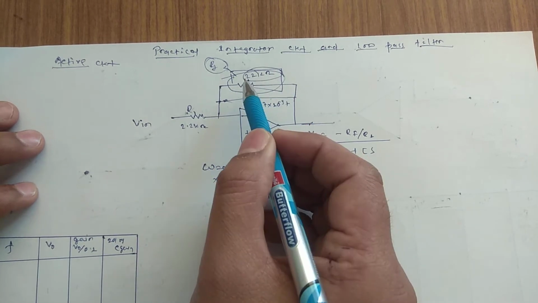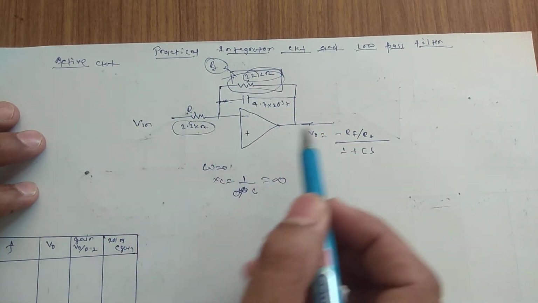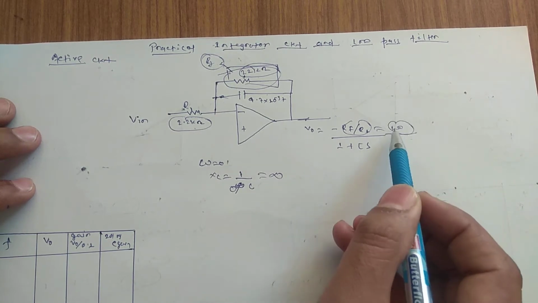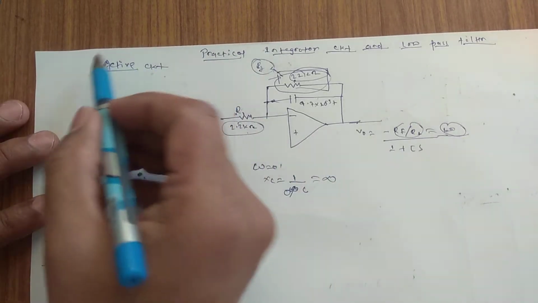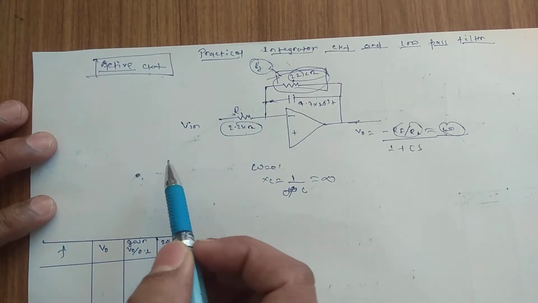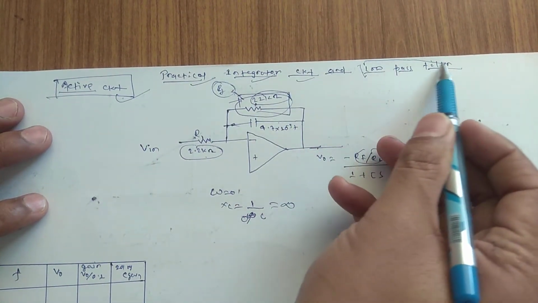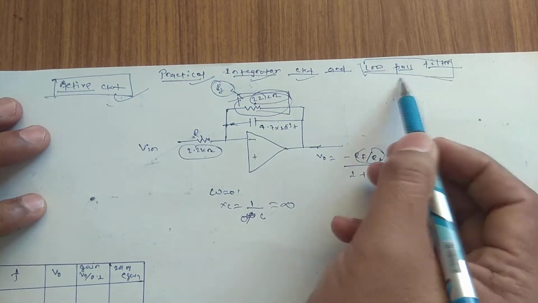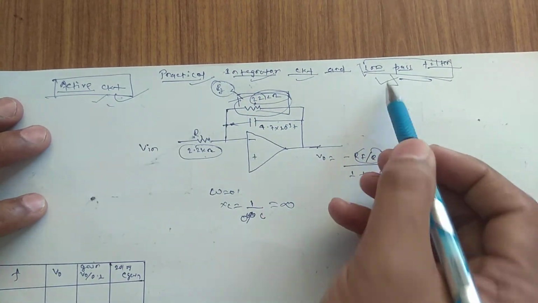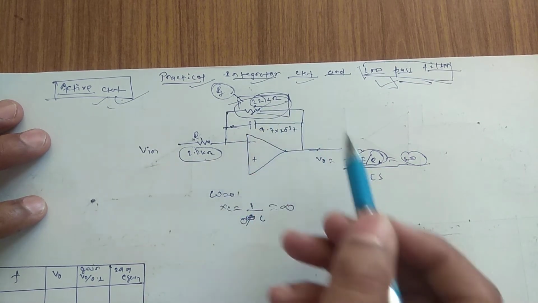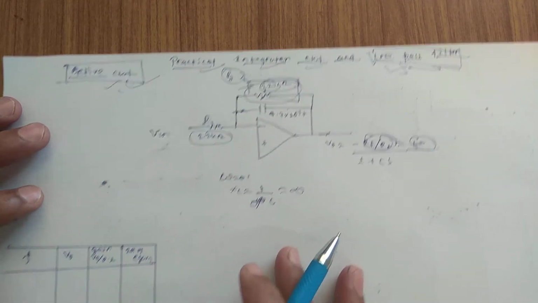Here I have set RF to 22 kilo ohm, and this is 2.2 kilo ohm, meaning gain will be around 10. This introduction of gain is why this circuit is called an active circuit. That's why it is called the active practical integrator as well as active low pass filter. The active term is included in low pass because this gain is in our hands. If I change RF to 220 kilo ohm, then I am going to control that gain.